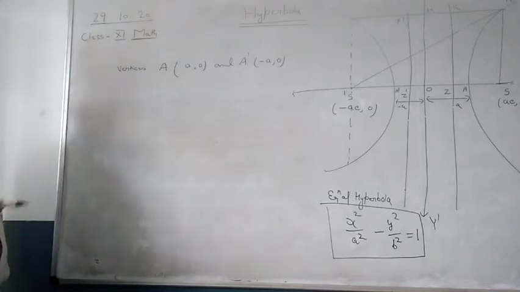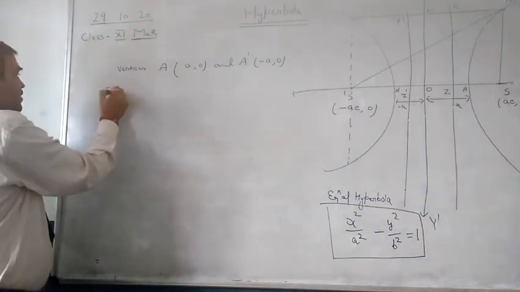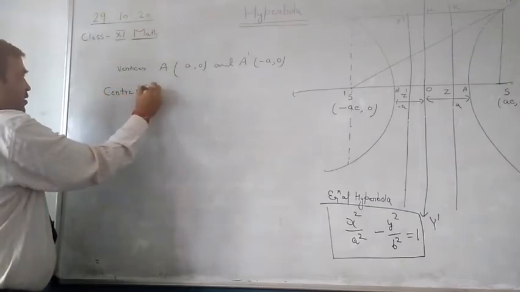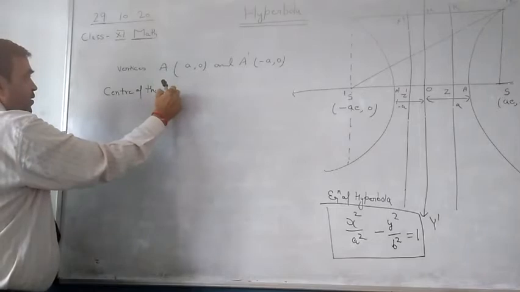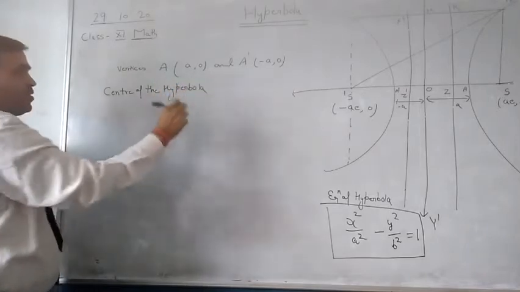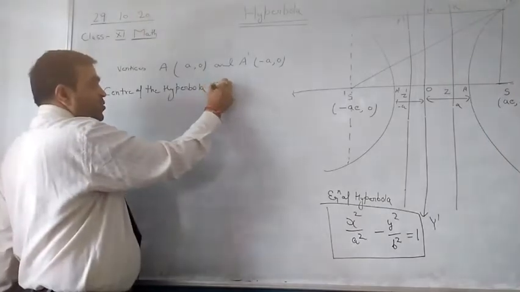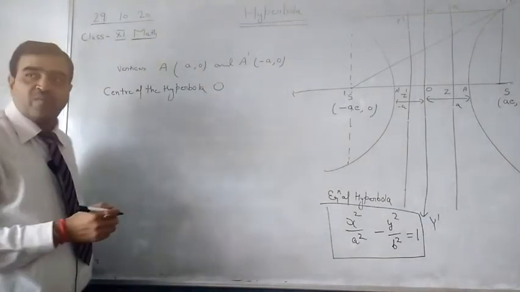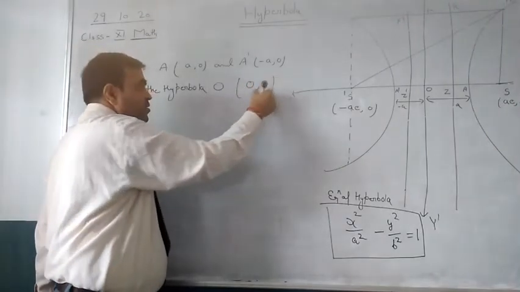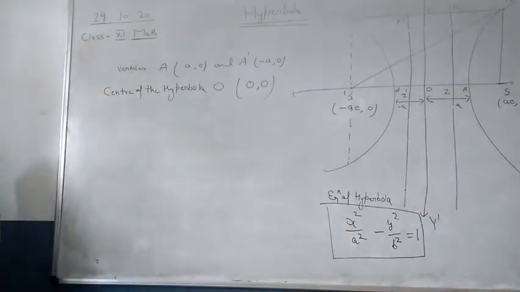Center of the hyperbola. Here O is the center of the hyperbola, and its coordinates are (0, 0).